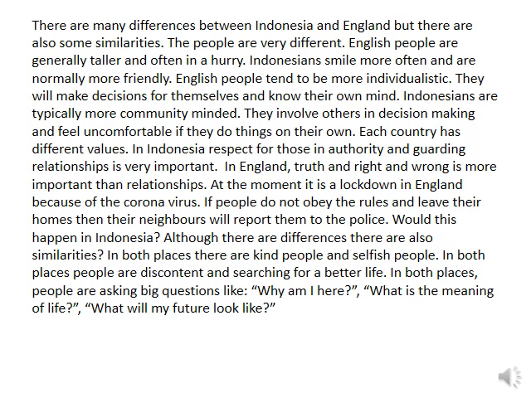Although there are differences, there are also similarities. In both places, there are kind people and selfish people. In both places, people are discontent and searching for a better life. In both places, people are asking big questions like, why am I here? What is the meaning of life? What will my future look like?